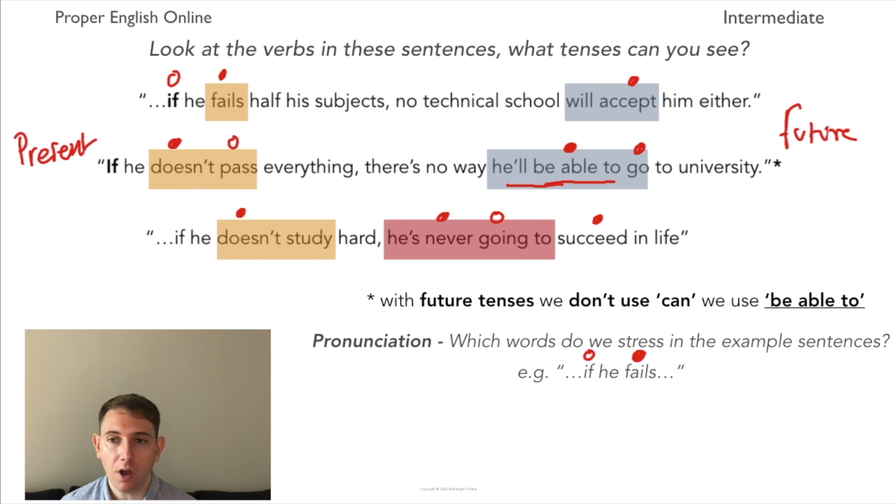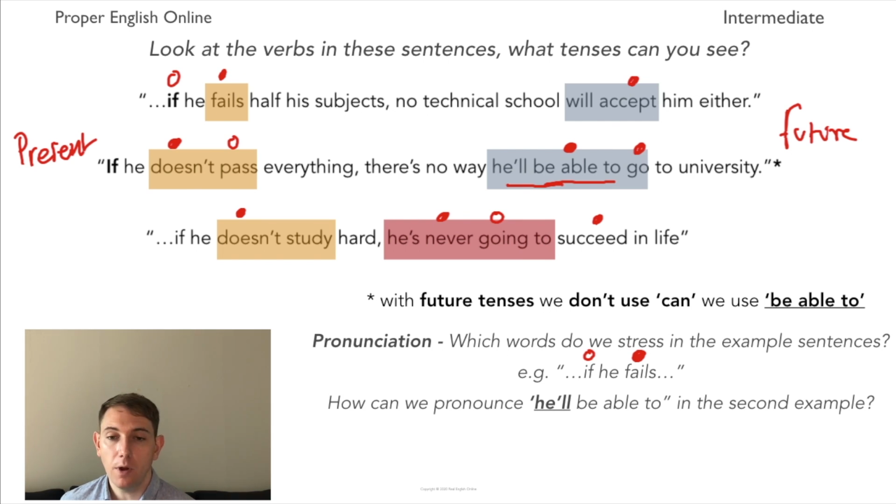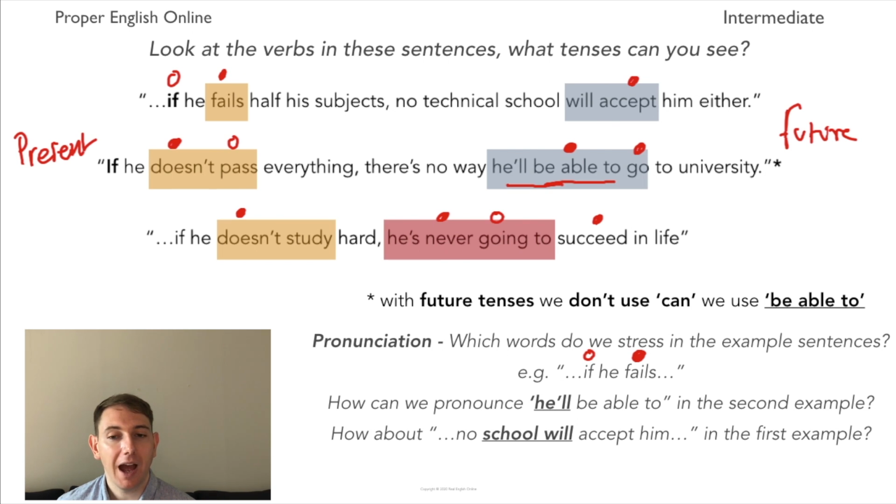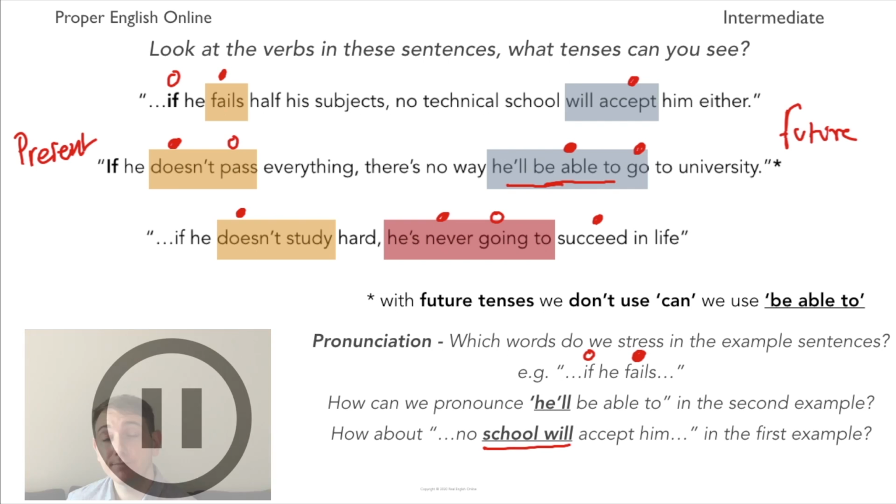All right, so we've got our stress here. Talked about these phrases. Now, one more thing, guys. How can we pronounce he'll be able to in the second example? He'll be able to. Say it, please. He'll be able to. How about in this one, though? No school will accept him. How can we say this a bit more quickly? Try and say that quickly. It's difficult, hard to say. Pause this video and think. How can we say this one a little bit more quickly?